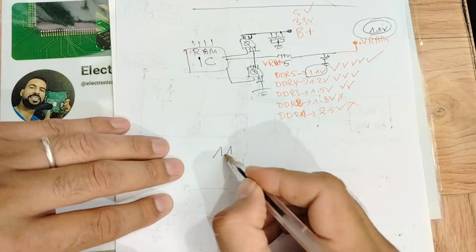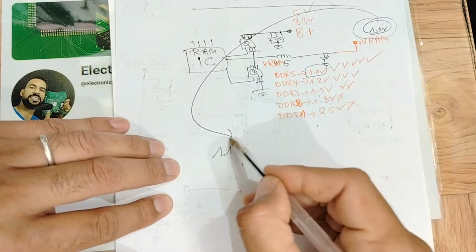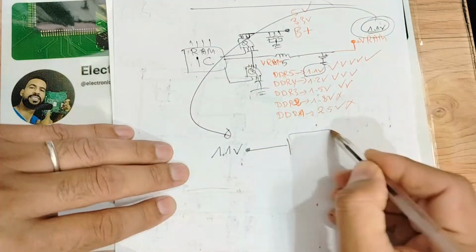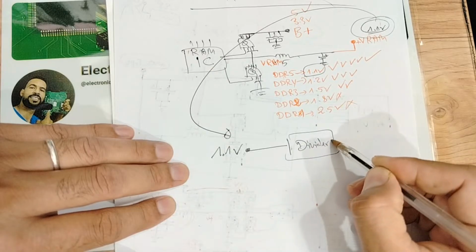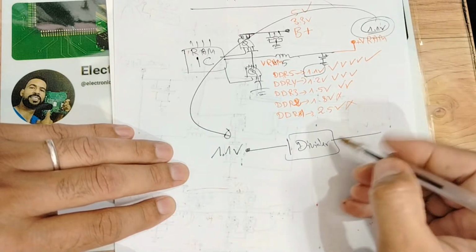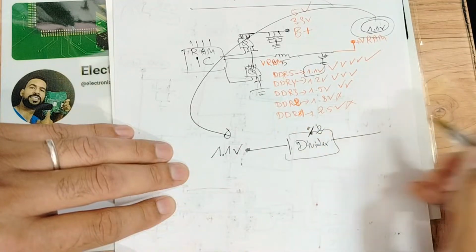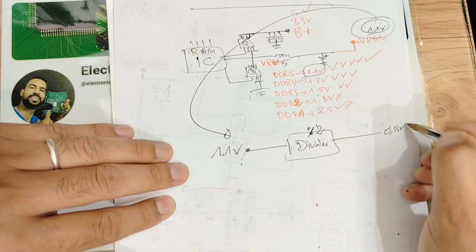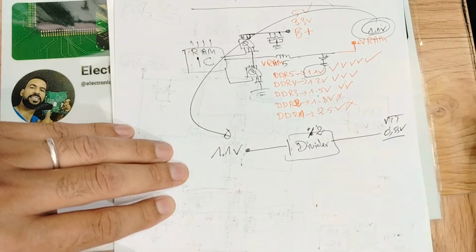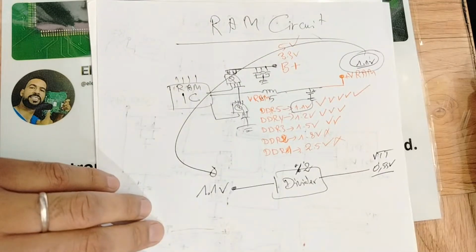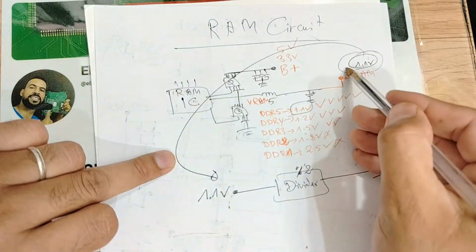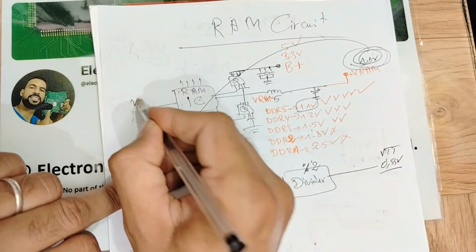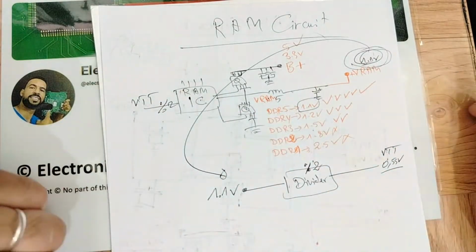This 1.1 volts, my friend, will be applied to another IC. We call it a divider, in order to get half, divided by 2, and then we will get 0.55 volt for VTT. Sometimes we can find two ICs, but sometimes we can find the same IC generating 1.8 volt and also generating the VTT divided by 2. I hope that you understand, my friends.